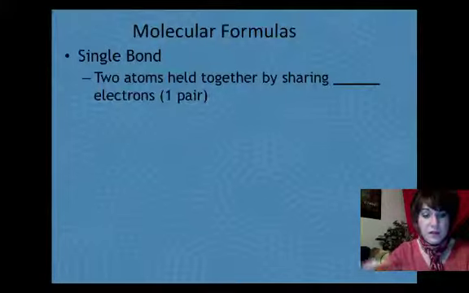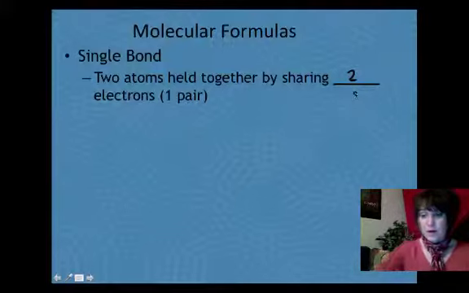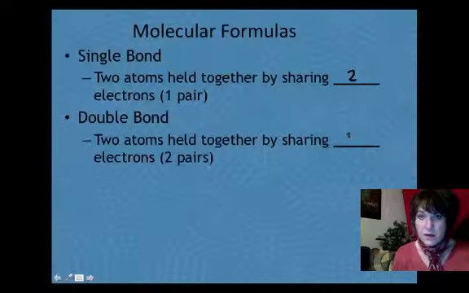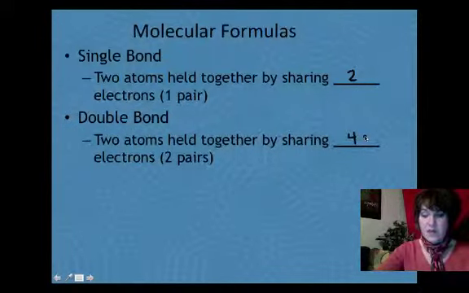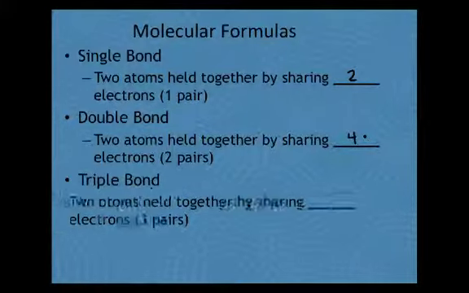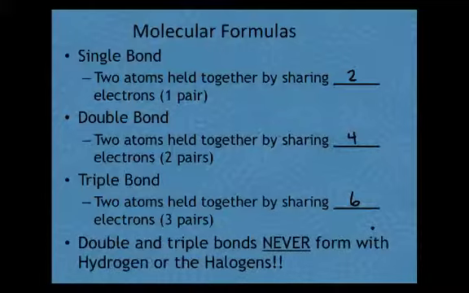Remember, single bonds are formed when atoms share 2 electrons, or 1 pair. Sometimes, though, to satisfy the octet, we have to share 4 electrons so that everybody has access to how many they need. That would be 2 pairs of electrons, right? And then triple bonds are formed by sharing 6 total electrons or 3 pairs of electrons. That would be pretty rare because it takes a lot of energy to crowd electrons in that close. Because of that, double and triple bonds never form with hydrogen or with the halogens.